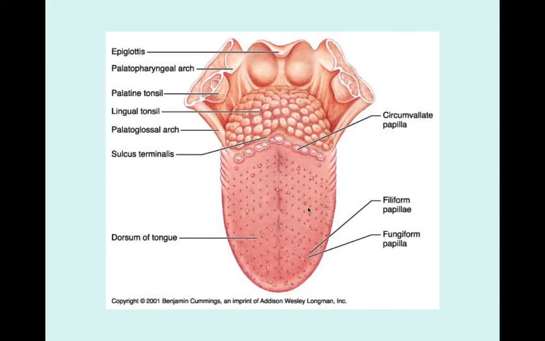Again, you can see your tongue here, very large. We can see the different taste buds. We have circumvallate papilla, filiform papilla, fungiform papilla. These are all taste buds. We also have some tonsils, which are just collections of lymphoid tissue, which are basically immune tissue. Okay, going on, looking at our salivary glands.